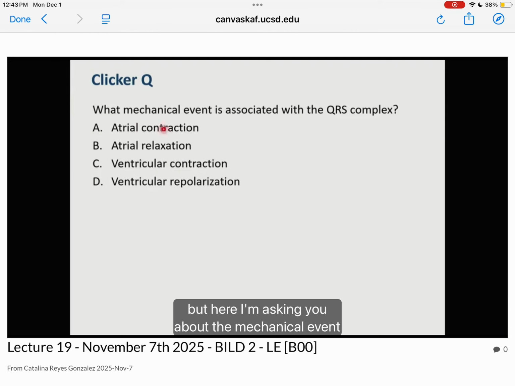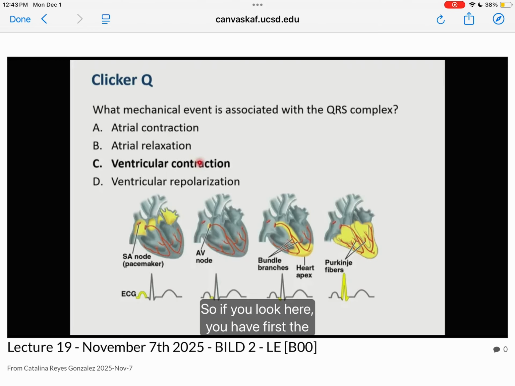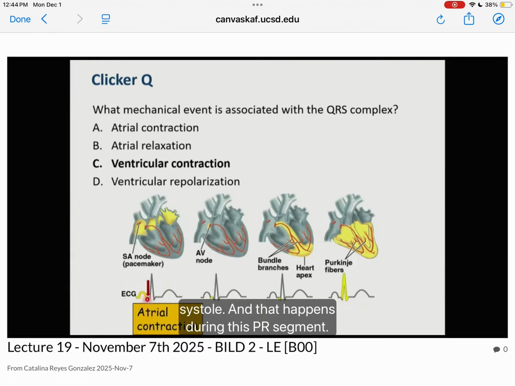But here I'm asking you about the mechanical event associated with it. So remember, the QRS is millivolts, right? It's an electrical event. But right after that ventricular depolarization of cardiac muscle cells, we get contraction of those ventricular cells. So ventricular contraction. So if you look here, you have first the atrial depolarization, right? So the P wave here is atrial depolarization. A little bit after the atria depolarize, you get the contraction of those atrial muscle cells, so atrial systole. And that happens during this PR segment.